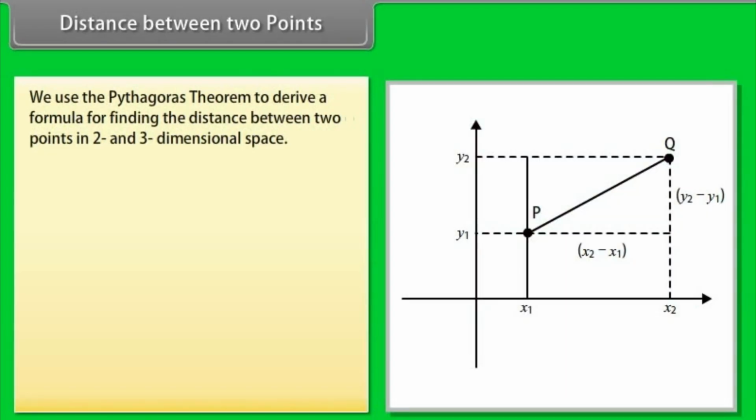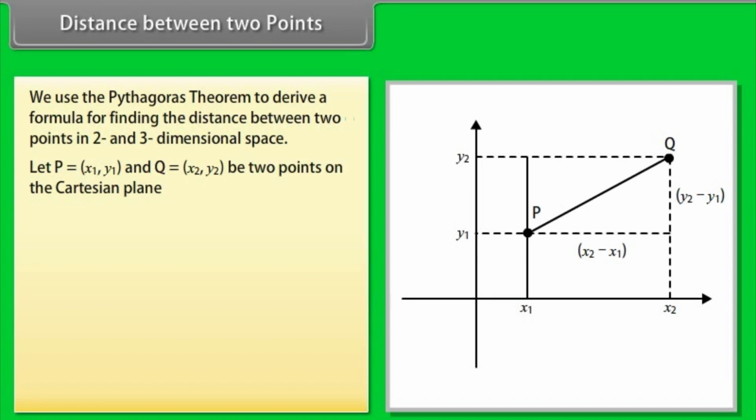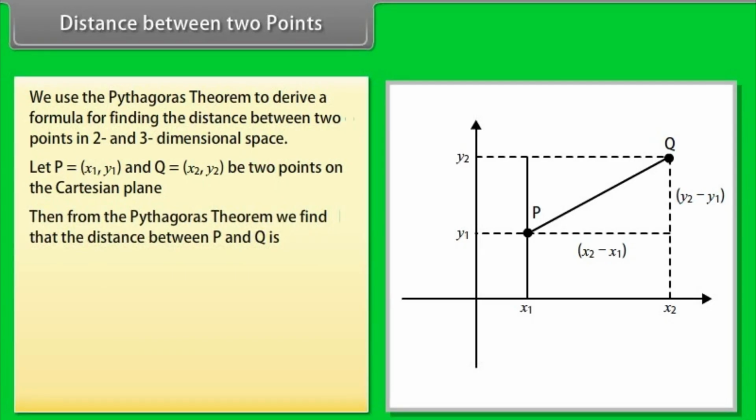Distance between 2 points. We use the Pythagoras theorem to derive a formula for finding the distance between 2 points in 2 and 3-dimensional space. Let P equal to (x1, y1) and Q equal to (x2, y2) be 2 points on the Cartesian plane as shown in the figure. Then from the Pythagoras theorem, we find that the distance between P and Q is PQ equal to square root of (x2 minus x1) square plus (y2 minus y1) square.